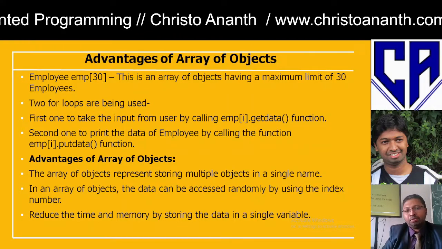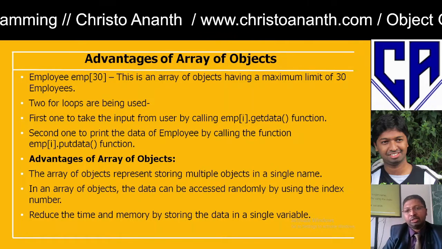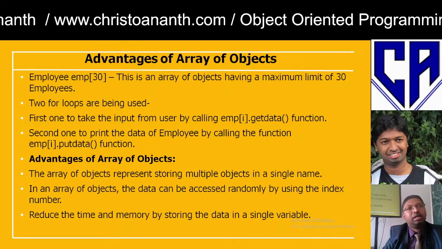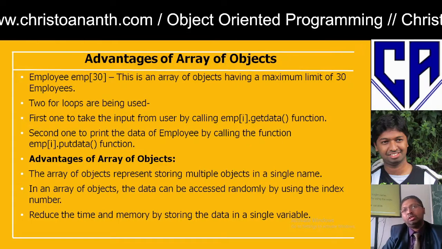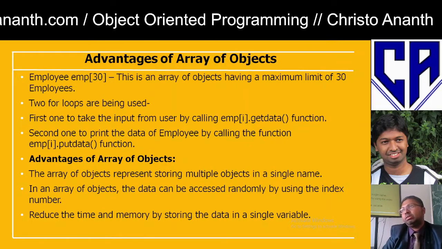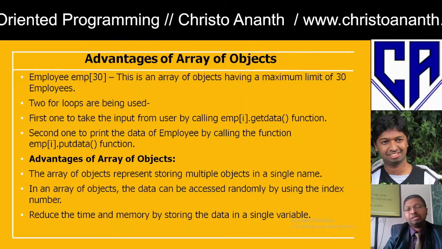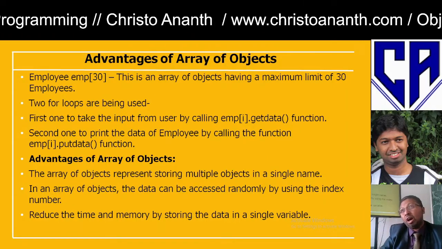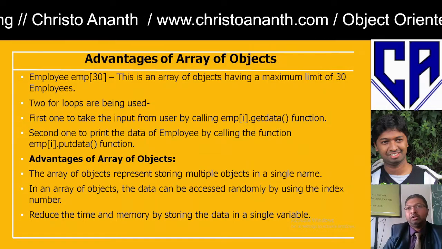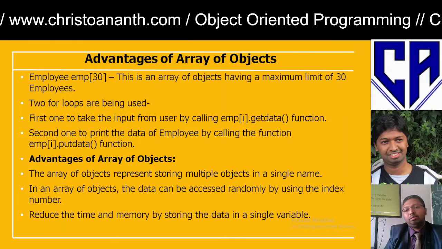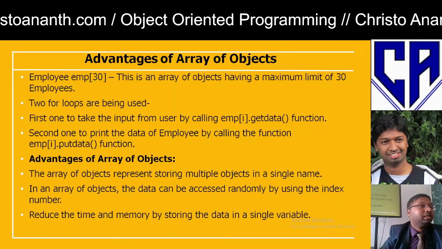So here the array of objects represents storing multiple objects under a single name. Otherwise, separate variables would be needed for storing the data, whereas this way you can reduce the memory space. Like I told you before, almost no memory is allocated for extra space. So you can reduce the memory by storing the data in a single variable.